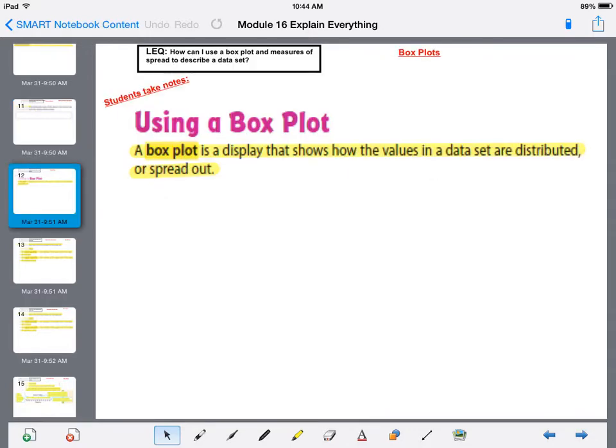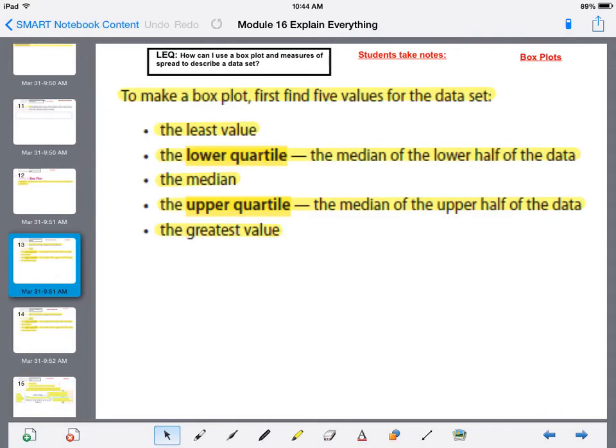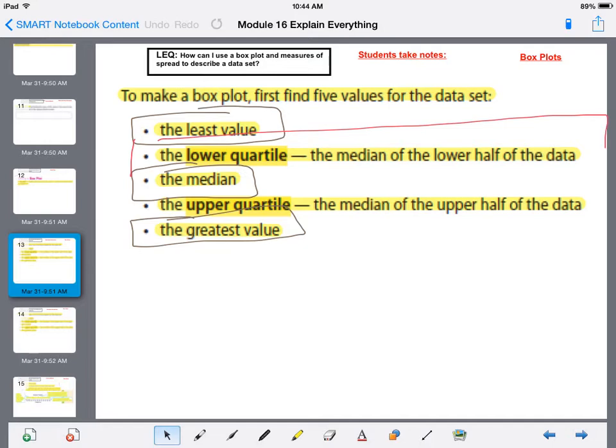When we are using a box plot, this displays how the values in a data set are distributed or spread out. When creating a box plot, you first have to find five values that are essential: the least value, the lower quartile, the median, the upper quartile, and the greatest value. We talked in class about how the least value was simple. The median, we already knew how to calculate, the middle guy, and the greatest value.